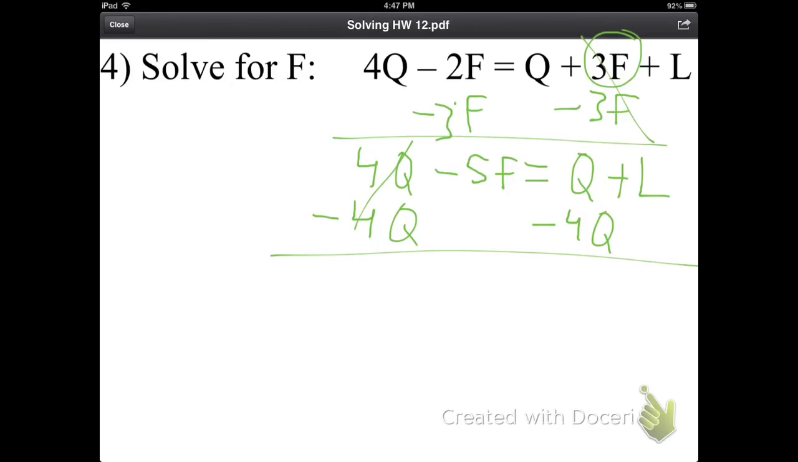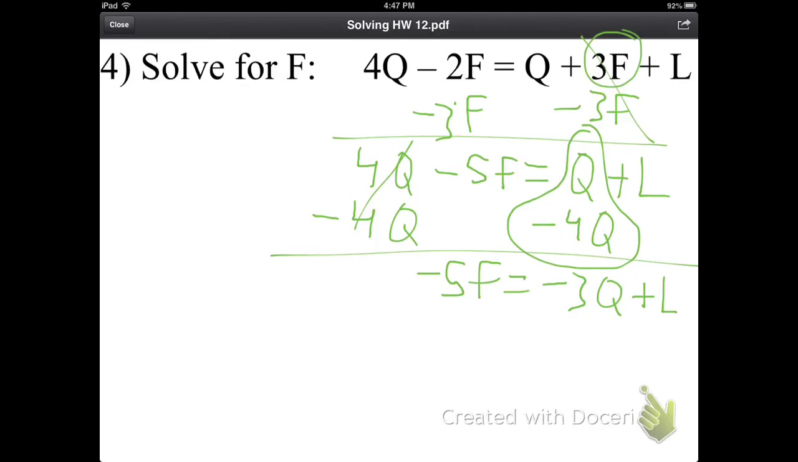Left side doesn't have any q's. You just got your negative 5f. Right side, we got q plus l minus 4q. The q stuff can combine. So do q minus 4q, which is negative 3q. And then we'll add l.